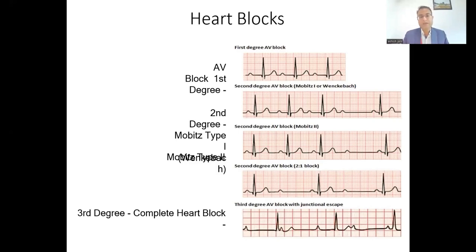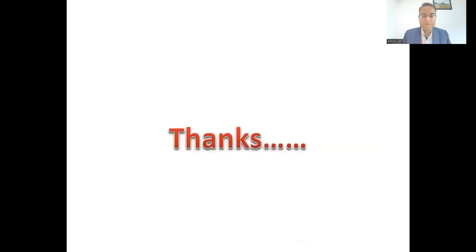Second degree heart block is divided into two types, Mobitz 1 and Mobitz 2. In Mobitz 1, there is gradual increase in the PR interval followed by a dropped beat, while in Mobitz type 2, there is a fixed, prolonged PR interval followed by a missed beat. In third degree or complete heart block, there is complete dissociation of atrial contraction and ventricular contraction.